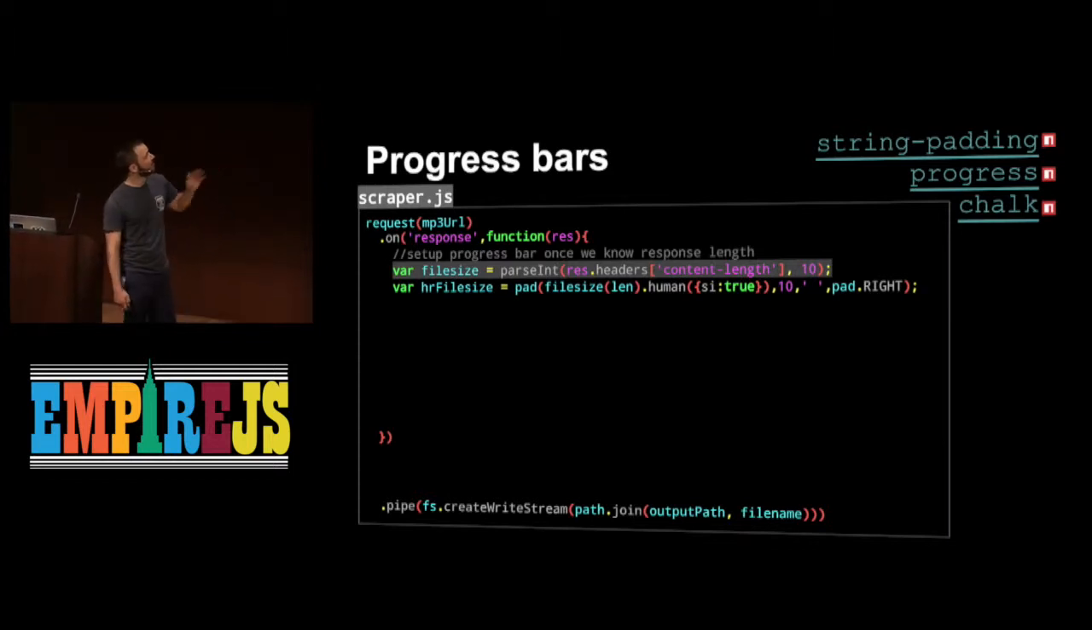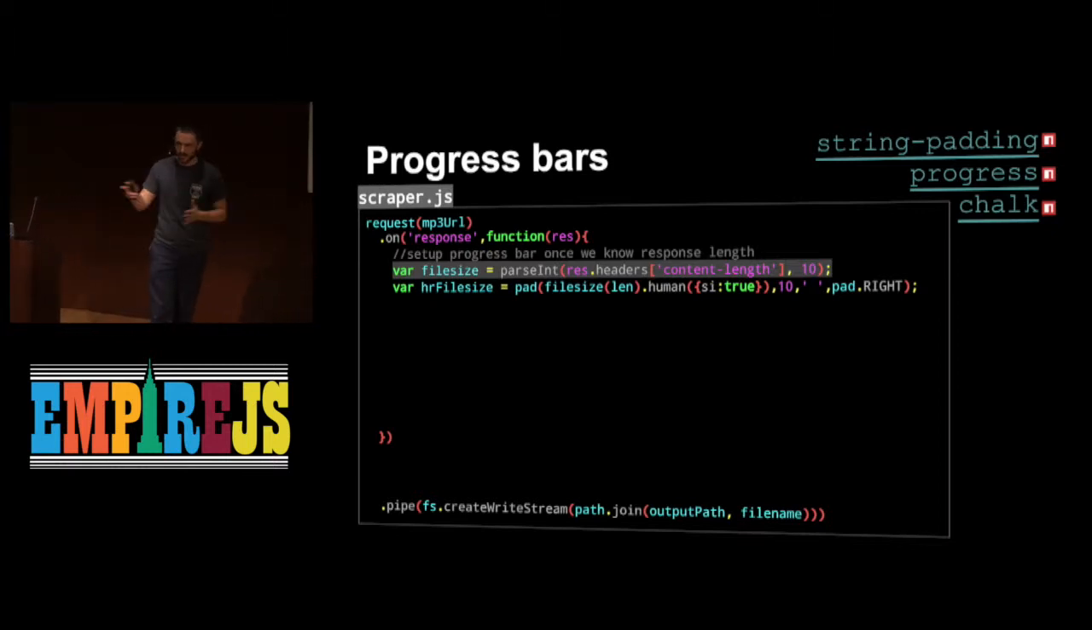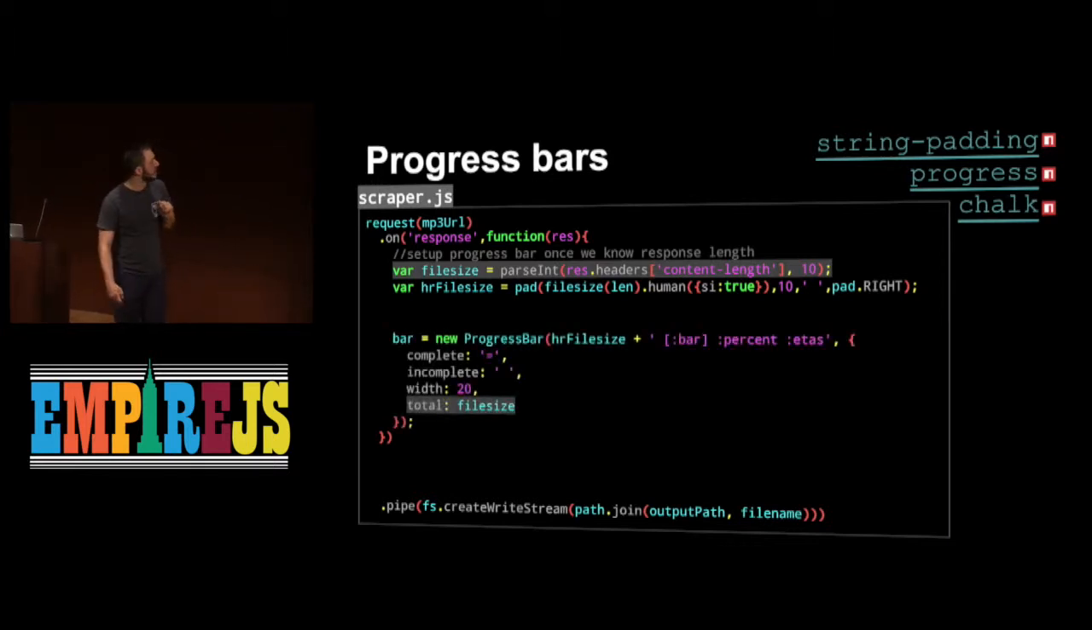The main piece of information here we need is the file size, and we get that from the content length header. The reason we need that is the progress bar goes from 0 to 100%. Of course, it needs to know what 100% looks like. So if it's a 5 megabyte file, 100% is 5 megabytes. The next line makes it human readable and pads it out so the progress bars line up. So we initialize our bar, we give it our total file size.